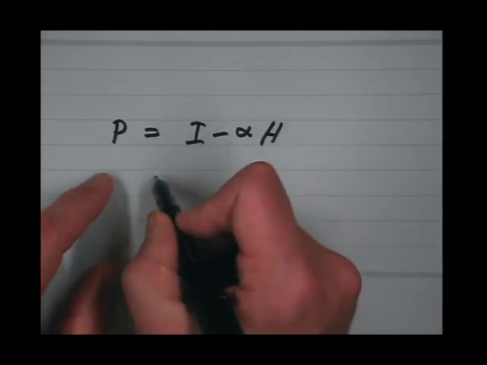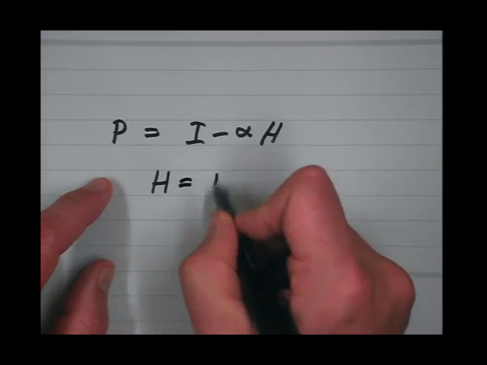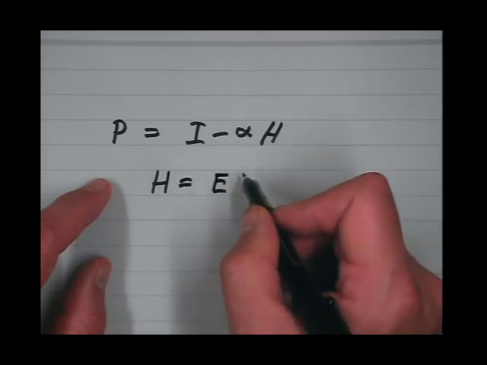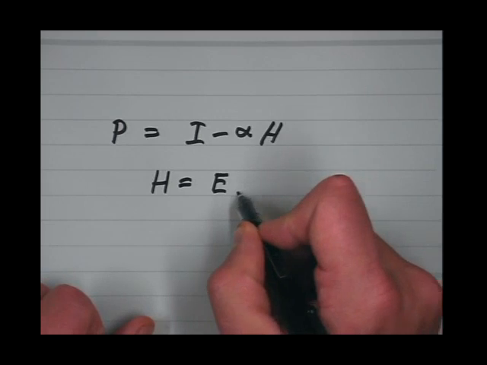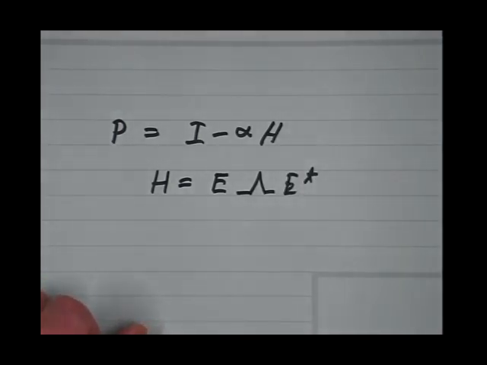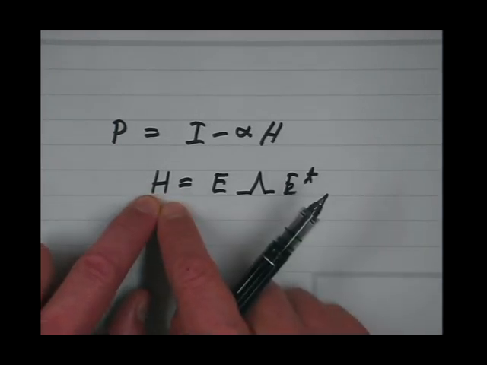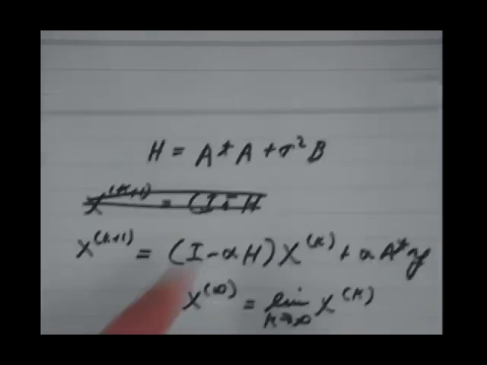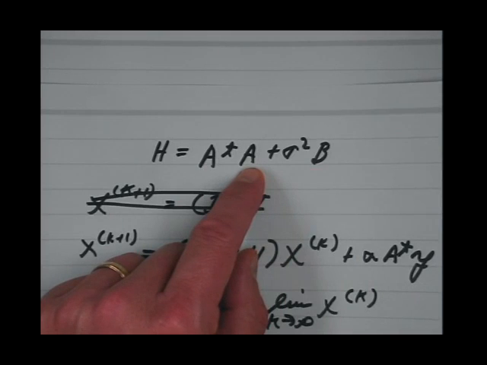So let's first look at H. Let's assume that we have some eigendecomposition for H. So then it would be called E lambda E transpose, okay? Now, let me make sure everybody's on board. H is a symmetric matrix. Do you remember what it is? H is defined as A transpose A plus sigma B. A is the forward projection operator.